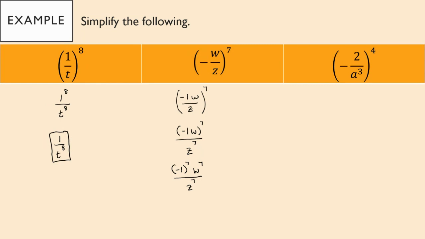Now, -1 to the 7th power gives you -1. Any negative number that has an odd exponent is going to have a negative answer. So that's going to give us -1w^7 over z^7. Or if you want, you can just write it as -w^7 over z^7. So you can put that negative in the middle if you don't want to make a -1 on top.